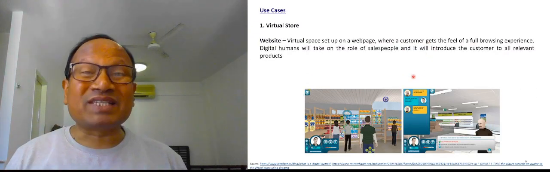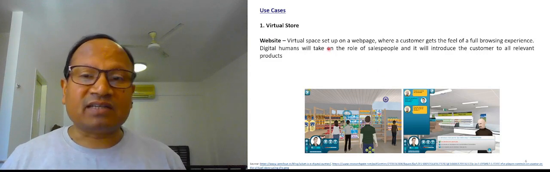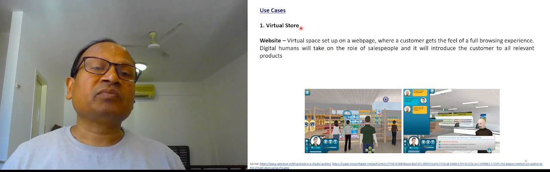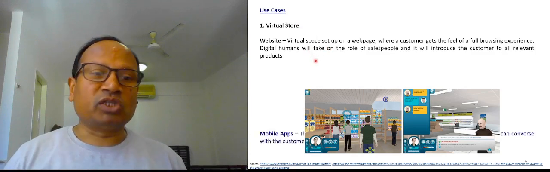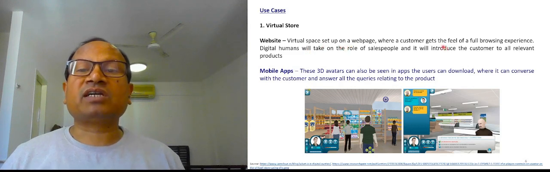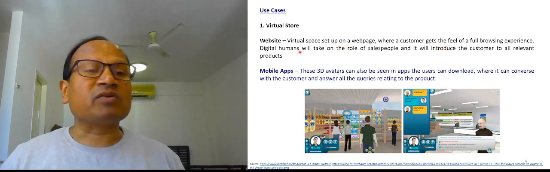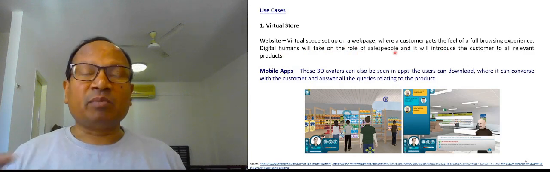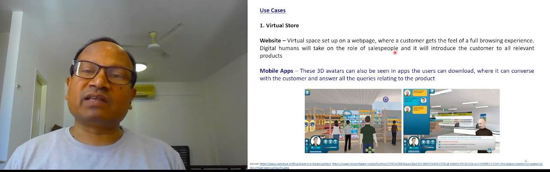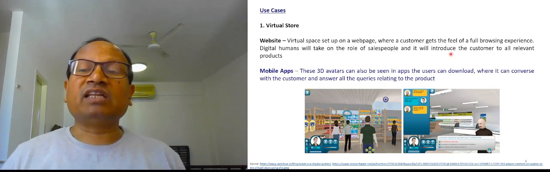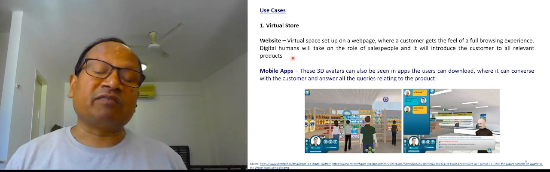So, are there any use cases? Let's understand. Yes, virtual stores. Stores will be virtual, and in a virtual store there are two things. One, a website: a virtual space set up on a web page where a customer gets a full browsing experience. Digital humans will take on the role of salespeople. I mean, there won't be salesboys and salesgirls. Rather, digital humans, avatars, will introduce the customer to all the relevant products.